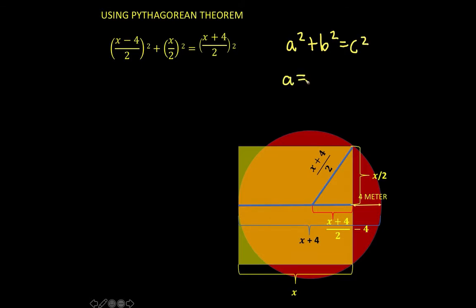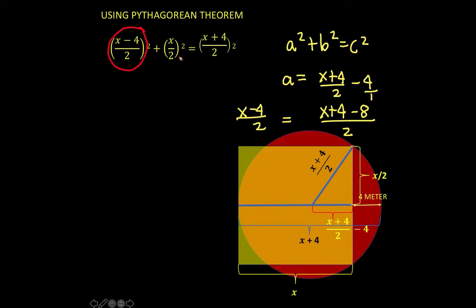Here, our a is equal to (x plus 4) over 2 minus 4, which we can simplify as 2 divided by 2 is 1 times x plus 4 is x plus 4. This is understood to be over 1. 2 divided by 1 is 2 times negative 4 is negative 8. And 4 minus 8 is negative 4. So we have (x minus 4) over 2, which is now this part, and then raise it to the second power, which is now this exponent 2.